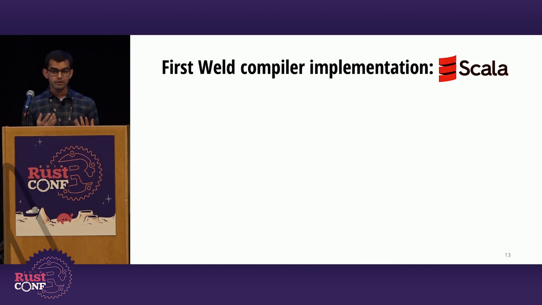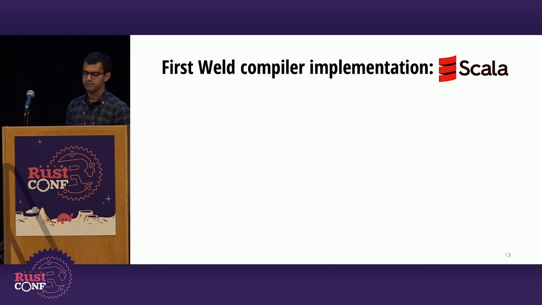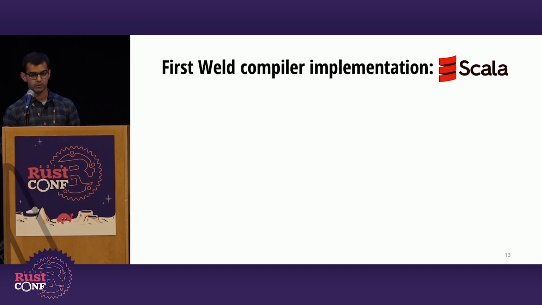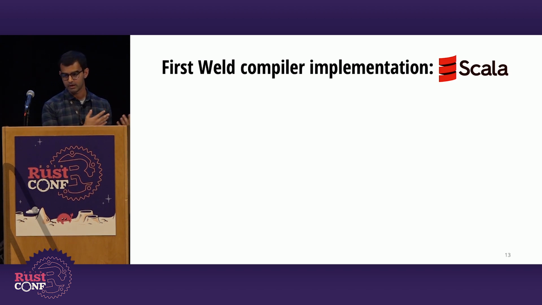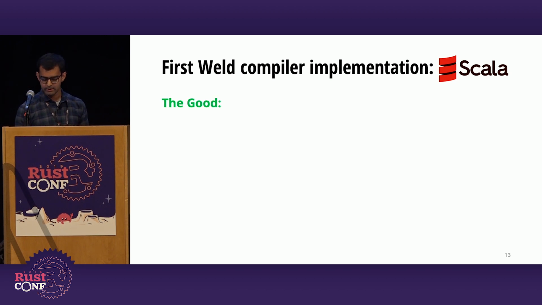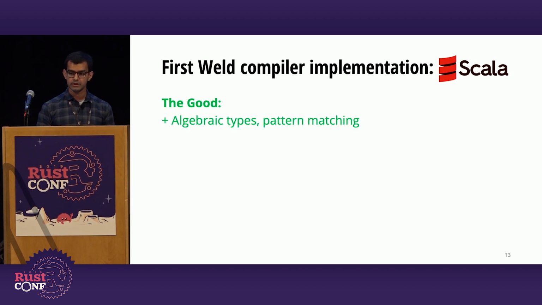All right, so switching a little bit to the implementation side of things, the first Weld compiler implementation was in Scala. So I'll briefly talk about what was good about Scala, and then I'll talk about what was bad and why we ended up with Rust. So the good things about Scala, the main reason that we chose Scala to begin with was because it had these algebraic types and this really nice pattern matching mechanism.